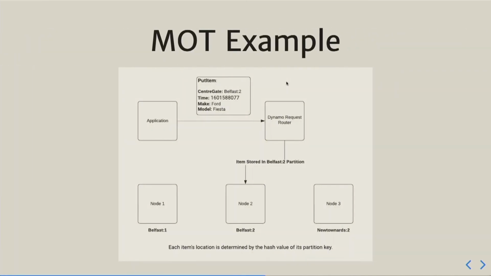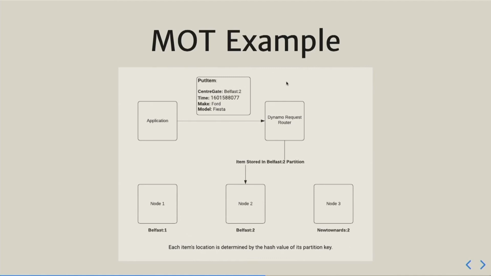So after we've created our table, we can start to put some records or items in there. We put an item that's Belfast gate 2 at a certain timestamp, and then we say the make and model. And in Dynamo, you'll notice we didn't put down what our fields were apart from the partition key and sort key. Dynamo doesn't care about that; it only cares about your keyed attributes. So you can add as many other attributes as you want.